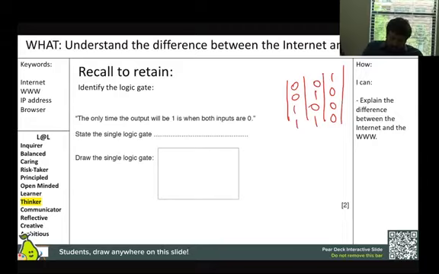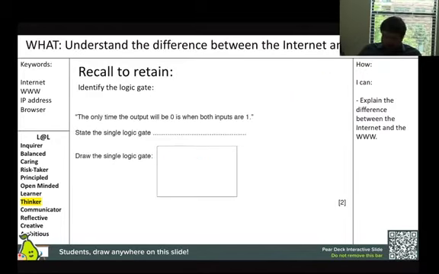If we just draw a NOR gate, what does a NOR gate look like? Well, it's exactly the same as an OR gate, but just put a circle in front of it to signify that it's a NOR gate. Okay, so we'll just move on to the next slide.